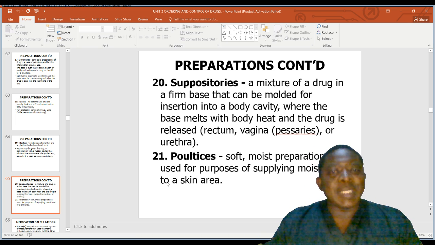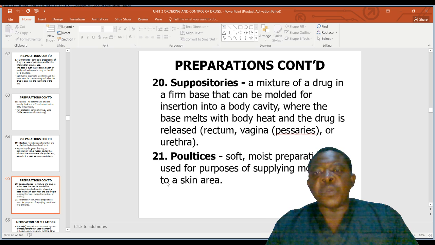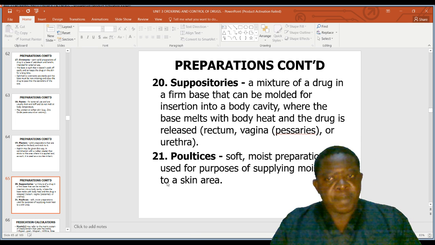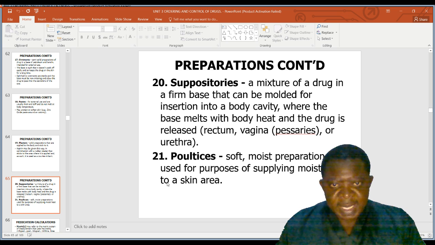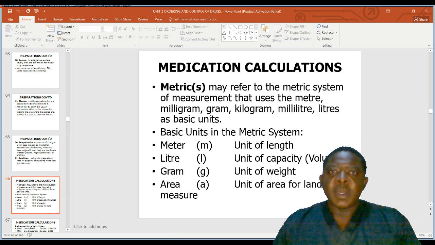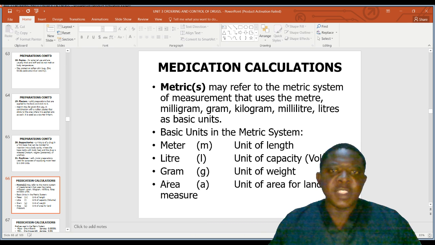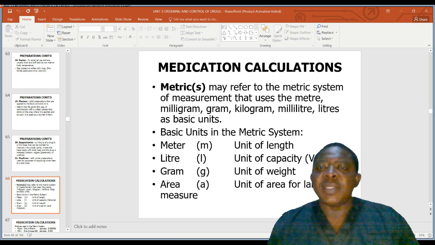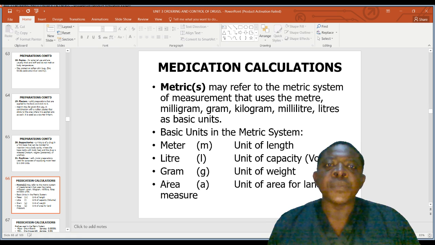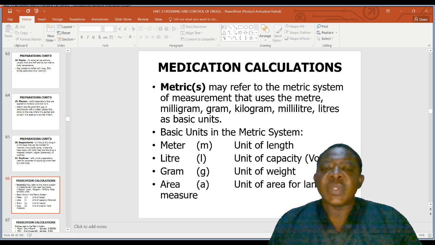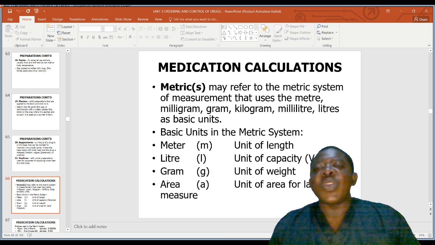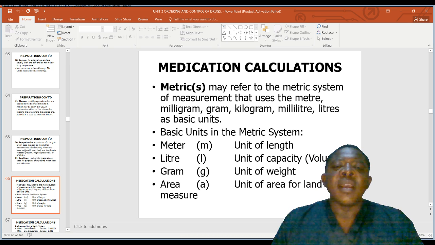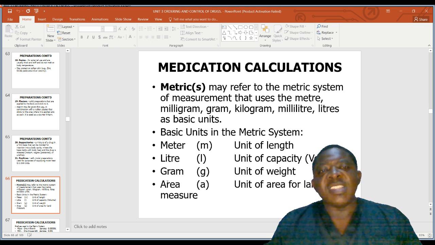Then we have poultices. These are soft, moist preparations used for purposes of supplying moist heat to a skin area. Now with those preparations discussed, let us look at medical calculation in pharmacology. In these medical calculations, it's important that we know the units that are being used so that if certain units have not been changed, they can be appropriately changed so that we find the correct answer.